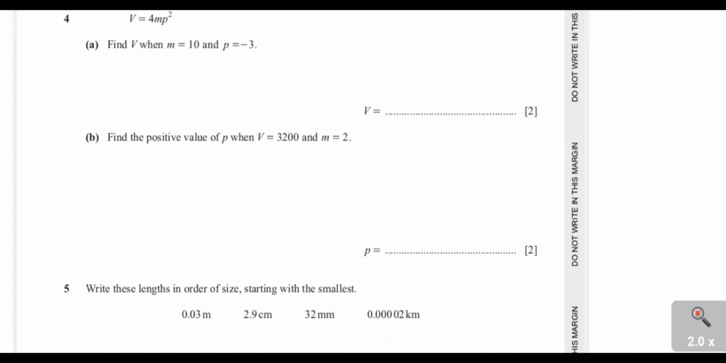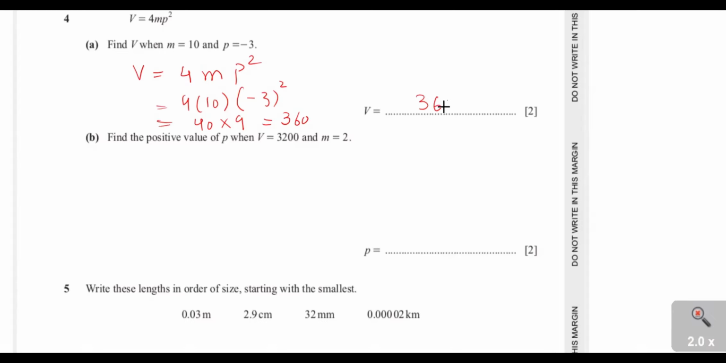Question number 4. V equals 4mp squared. Find V when m is 10 and p is minus 3. We can write V equals 4mp squared, and the value of m is 10. We write 10, and p is minus 3 whole squared. Look here, 4 times 10 is 40. Minus 3 whole squared is 9. And 40 multiplied by 9 is 360.